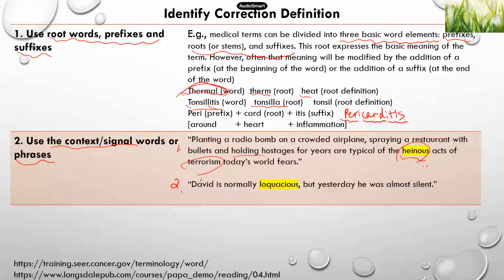Heinous means wicked, atrocious, very bad, horrible. So that's the meaning for heinous. And the second example, David is normally loquacious, but yesterday he was almost silent. With the word but, you can guess that loquacious is going to have an opposing meaning to silent. So you know what silent means, right? So loquacious is going to be the opposite. So loquacious means talk a lot, very talkative. Okay? All right.